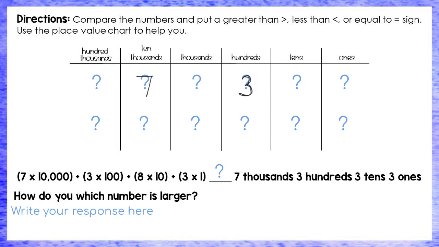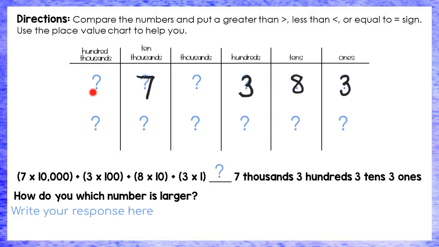Then I have 8 times 10, or 8 in the tens place. So that means in the tens place, I have 8. And lastly, 3 times 1 means 3 in the ones place. So in the ones place, I have 3.